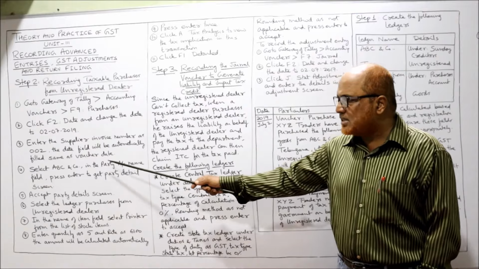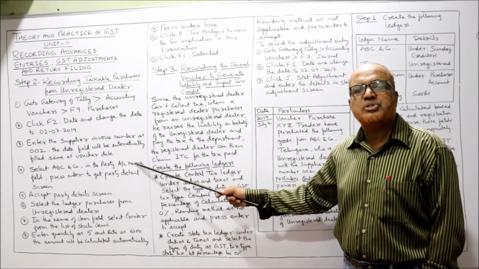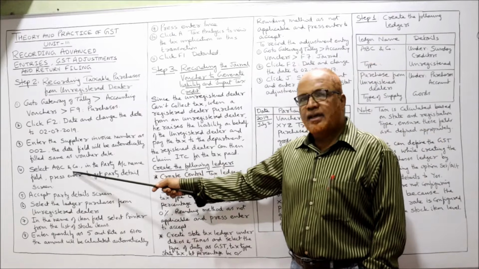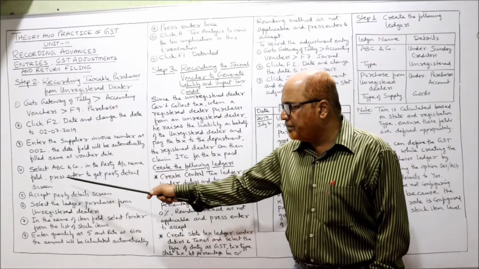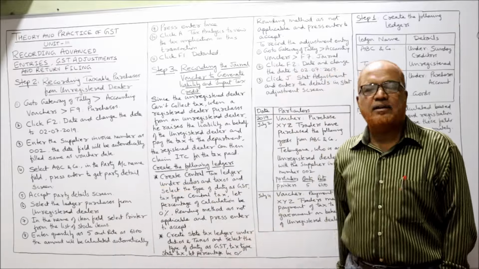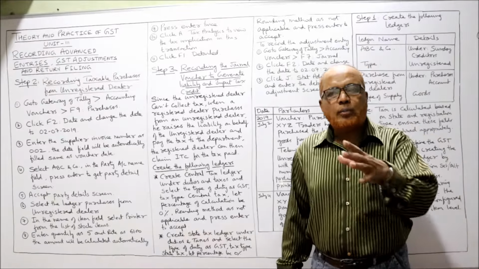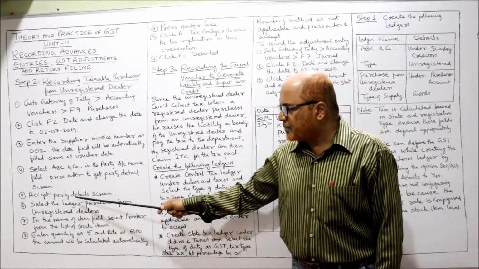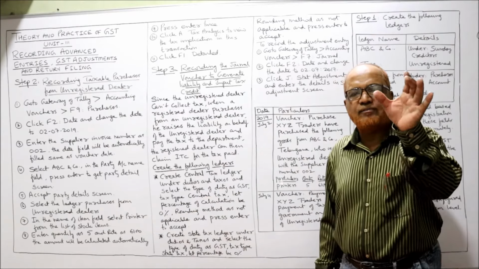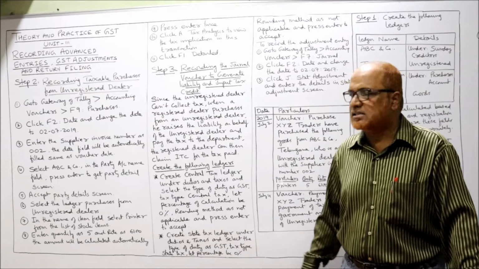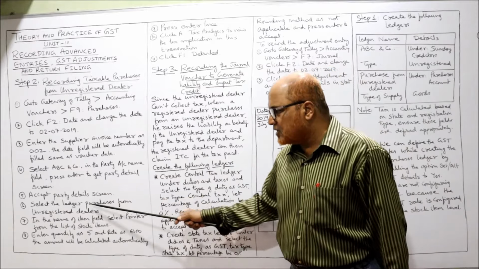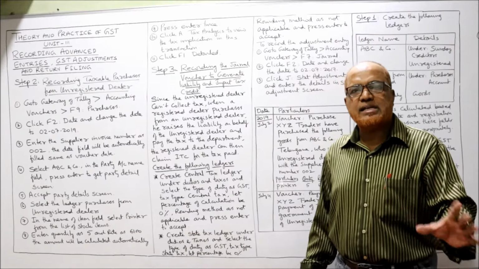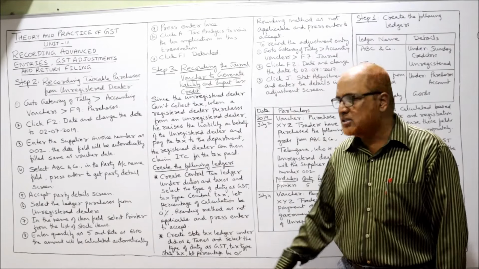Then select ABC Company in the party account. We are purchasing the goods from ABC Company, which is an unregistered dealer. So select ABC Company in the party account name field and press enter to get the party details screen. The party details will be shown automatically. Once you have confirmed the party details, accept the screen. Select the ledger purchases from unregistered dealer. Now you have to select the purchases account from unregistered dealer.